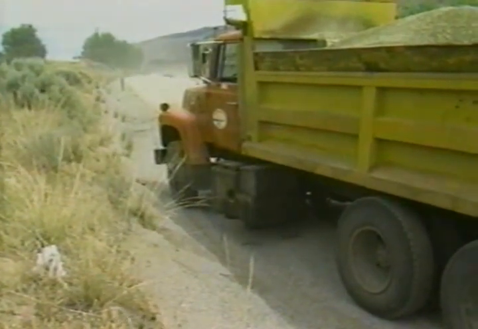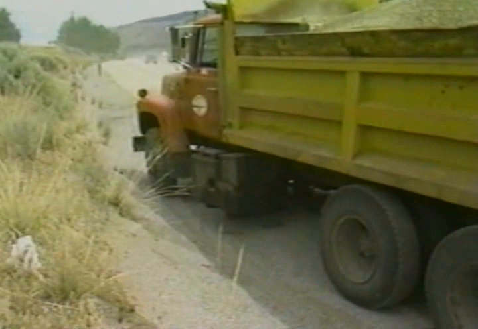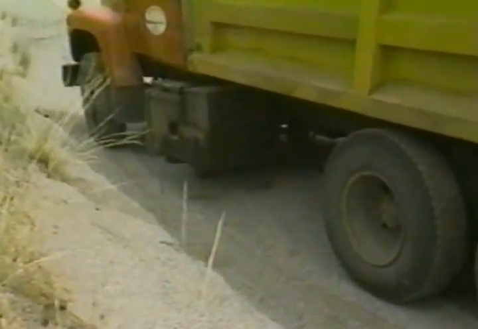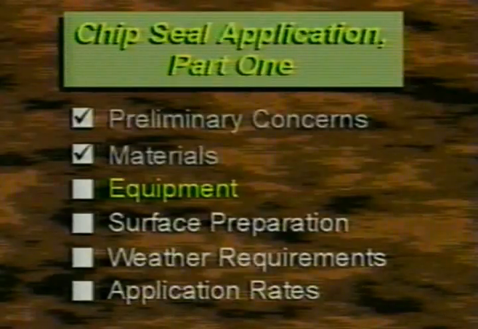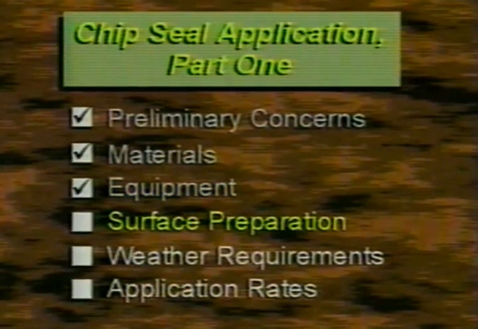There's one more thing to look for on all the equipment: leaks. Spot check from time to time to see that there are no oil or fuel leaks. Both would contaminate the new surface. And that's it for the equipment. Now let's look at surface preparation.